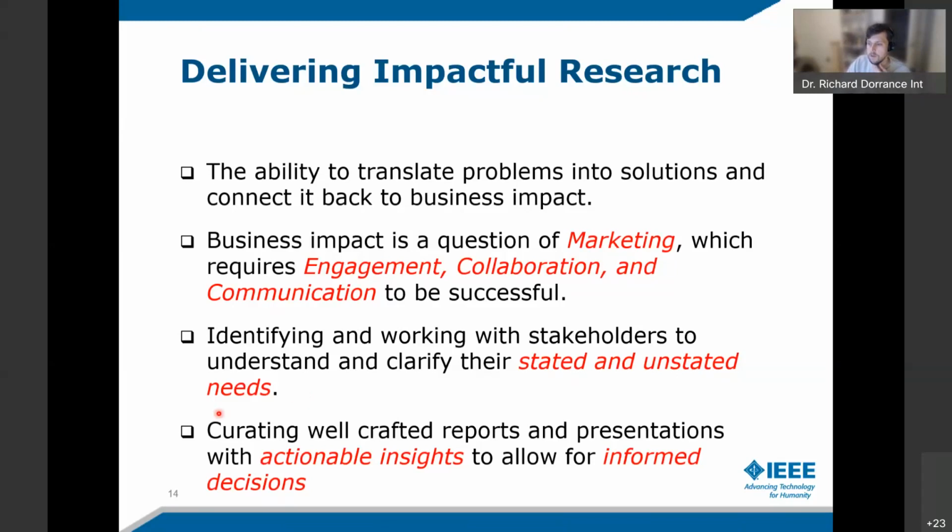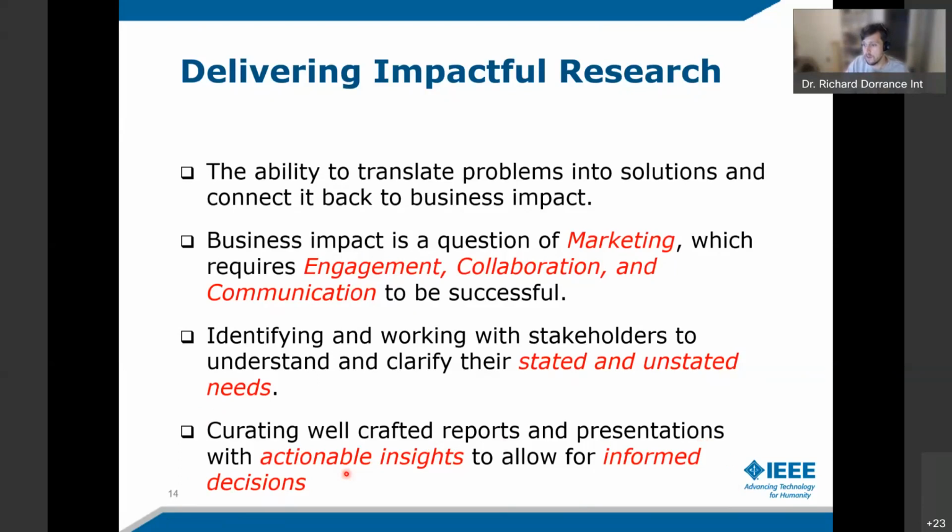The final thing, if you think about marketing, is that once you've done that research and you have a good solution, one of the hardest parts is being able to curate well-crafted reports and presentations that provide actionable insights, to allow people to make informed decisions. So being able to write a good technical paper and give a good presentation are key to being able to deliver impactful research.